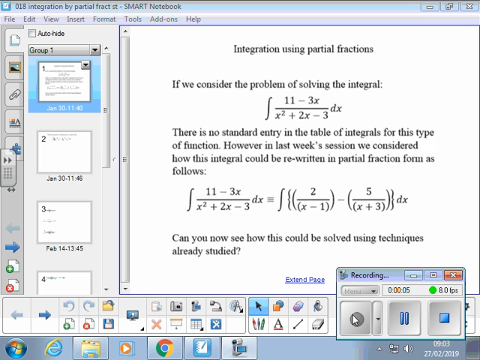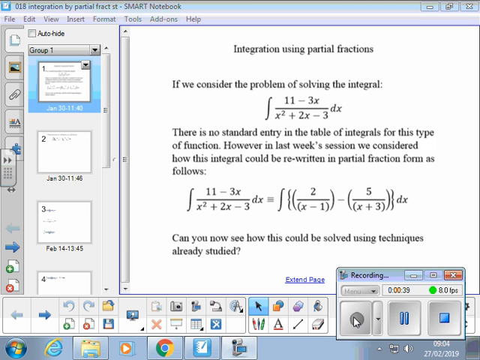So last week we went through revised partial fraction techniques. This week we're going to see how, having done that, that now means we can integrate a function that prior to that we couldn't integrate. Right, here we go. So we looked at this function last week, the top there, and there's no standard entry in the table of integrals.